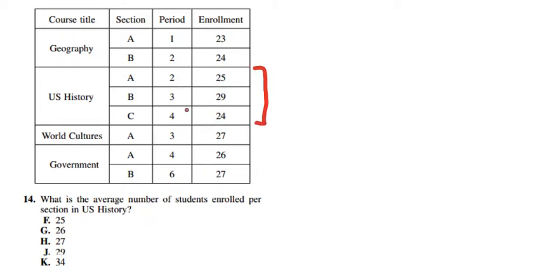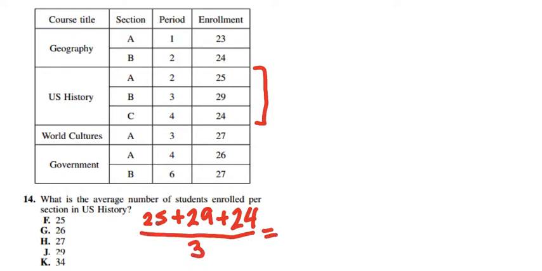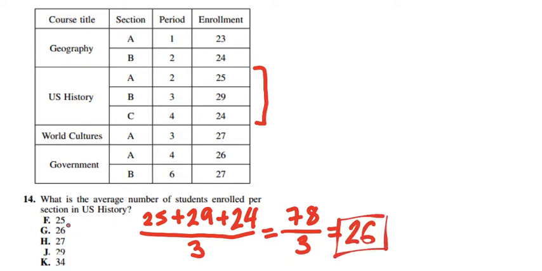So in order to find the average number, we need to add up how many students are in each and then divide by the number of numbers that we added together, or the number of sections. So we're going to have 25 plus 29 plus 24, and that's all going to be divided by 3. 25 plus 29 is going to be 54. 54 plus 24 is going to be 78. And 78 divided by 3 is going to be 26, which will be answer G.